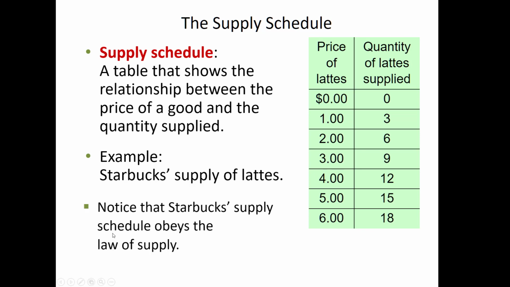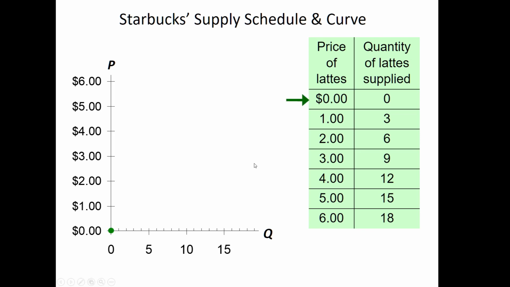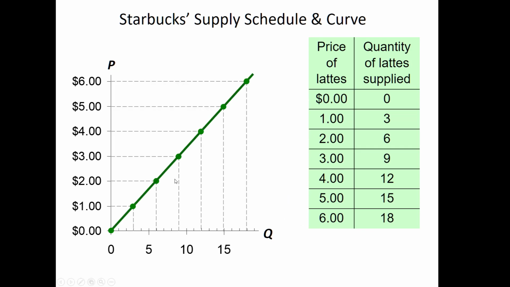Notice that the Starbucks supply schedule obeys the law of supply. Why? The larger the price, the larger the quantity supplied. If you compare the rows, larger prices, larger quantities. When we graph this, 0, 0, 1, 3, 2, 6, 3, 9, and so on, the result is a positive sloped graph because both variables are moving in the same direction.